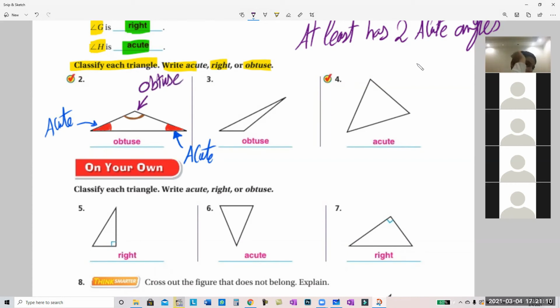So if you see an obtuse angle in any triangle, it will be an obtuse triangle, okay? Forget about the acute angles, and if you have an obtuse or right angle, it will be an obtuse triangle or right triangle. Thank you so much, Rakan.